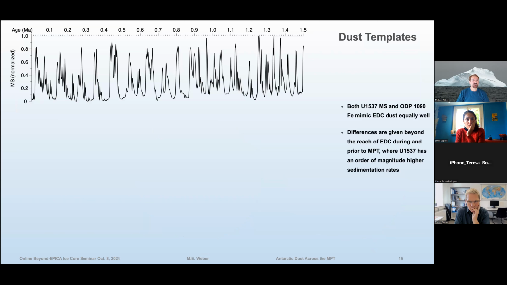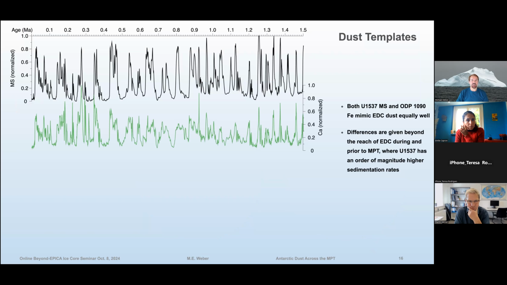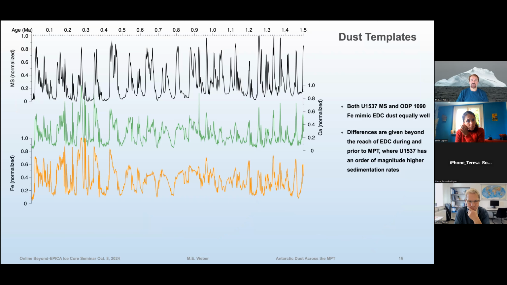Okay, let's compare dust records. What I've done here is a little bit more of tweaking. We took the magnetic susceptibility record and normalized it and also brought some lower resolution into it to only see the stable orbital signals in the record. And then we did the same for the calcium record. And also we did the same for the iron record. That's a good thing because iron as a fertilizer in dust, we can directly compare it to ODP site 1090.